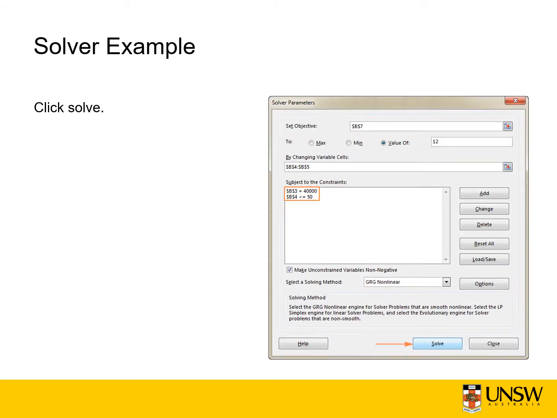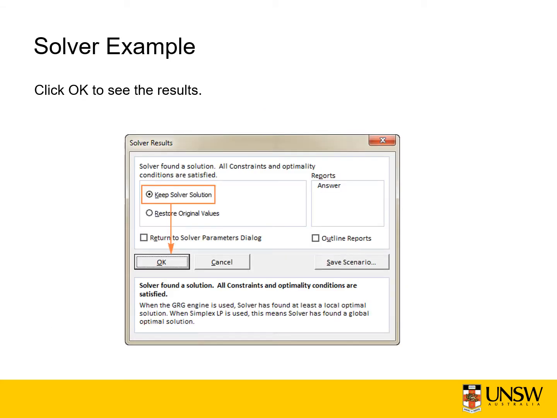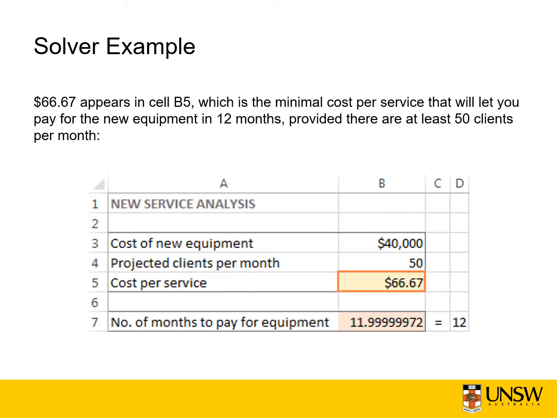After you've configured all the parameters, click the Solve button and let Solver find the optimal solution for your problem. When Solver has finished processing, it will display the Solver Results dialog window where you should select Keep the Solver Solution and click OK. As you can see, Solver shows $66.67 in cell B5, which is the minimal cost per service that will let you pay for the new equipment in 12 months if you have 50 clients per month.